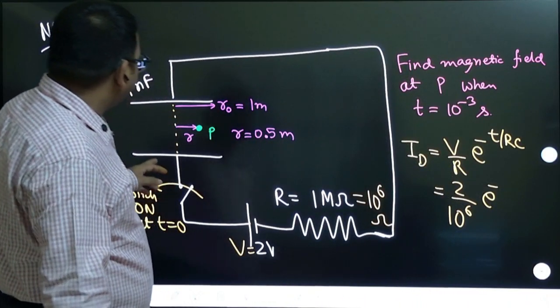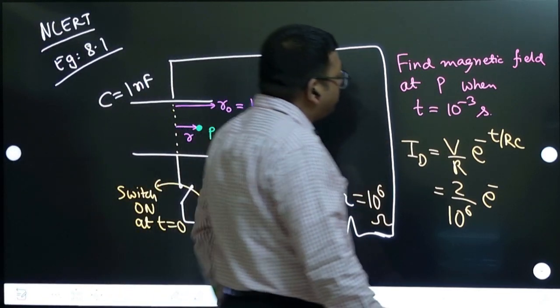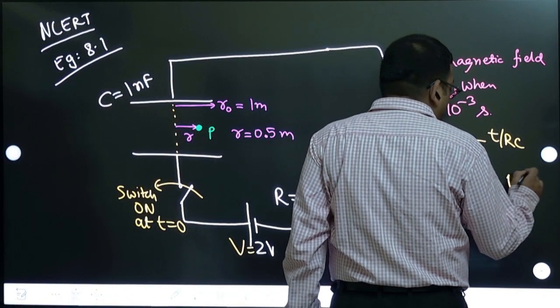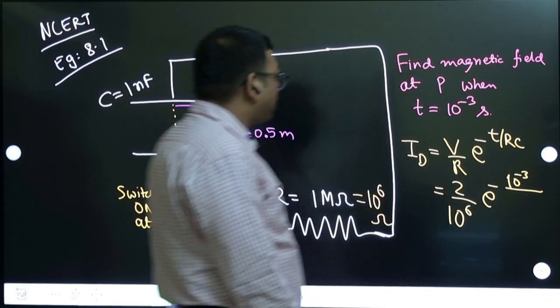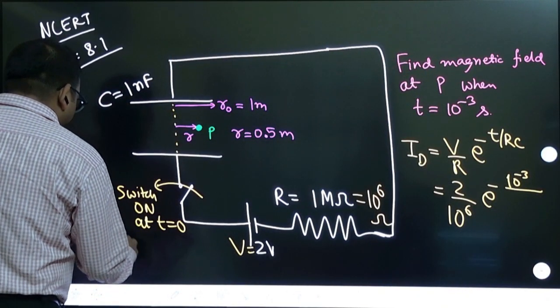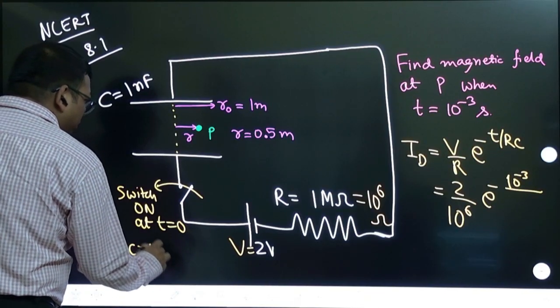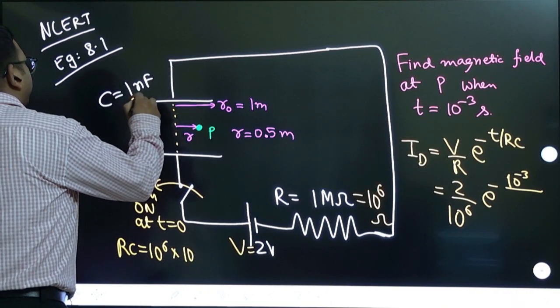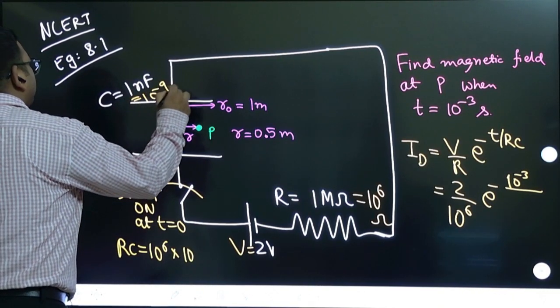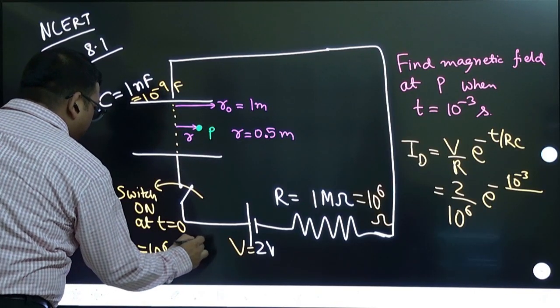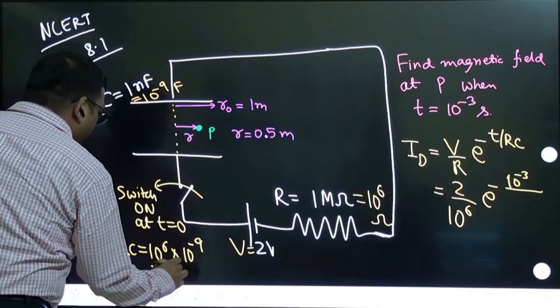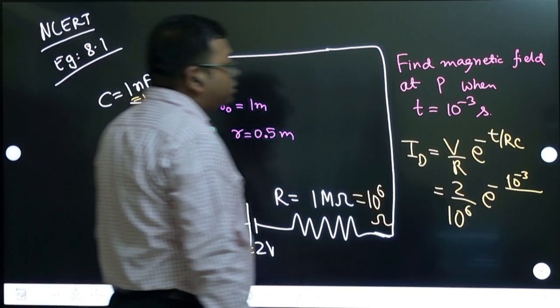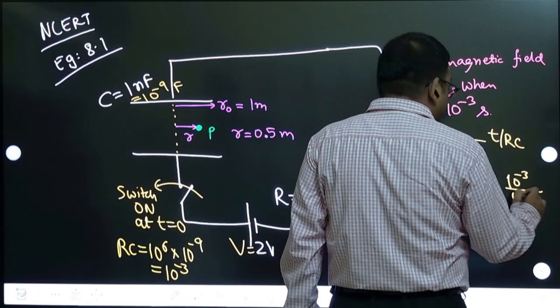What time are they asking? 10 to the power minus 3. What is the product of R and C? First you calculate the product of R and C. R is 10 to the power 6. C is in nano, and nano means 10 to the power minus 9, all of you should know. So the product is 10 to the power minus 3. So RC also comes to 10 to the power minus 3.